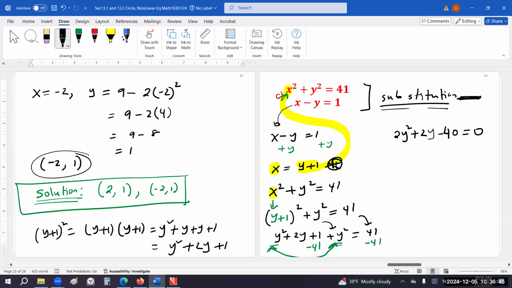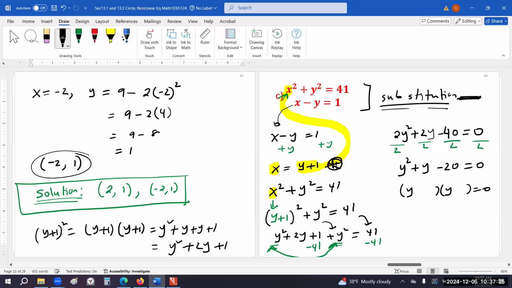Was any step confusing? Now, what do you observe in the new equation? Alexis. All of these are even numbers, so you can divide all of them by 2. So we have y squared plus y minus 20 equals 0. And now we like it because it's a simple quadratic, not too hard to factor.